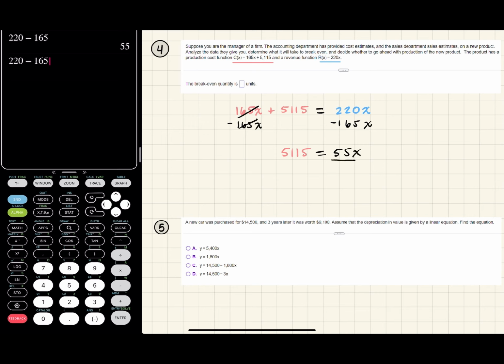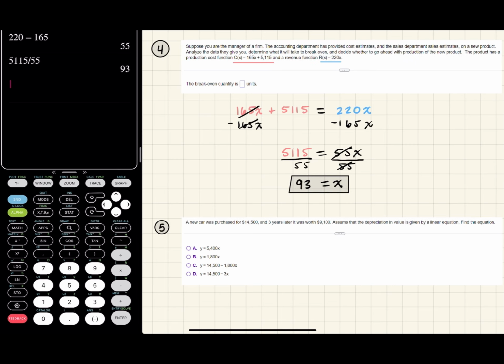So the last step here would be to divide by 55. And that gives us 93. So in order to break even, we would need to make 93 units.